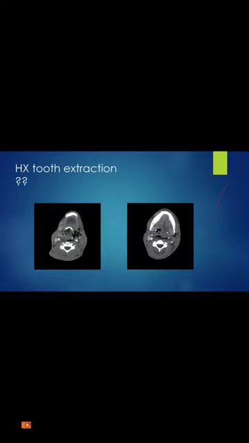Patient has history of tooth extraction. Anybody would like to take this case? Thrombosis. Internal jugular vein in left side. Yes, that's correct. And what else? Abscess formation. Abscess or cellulitis.